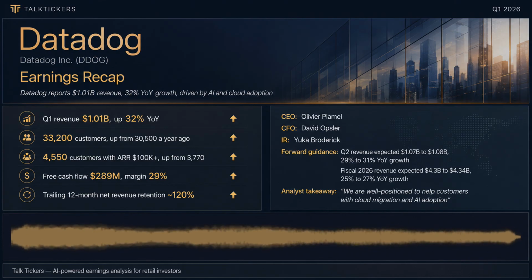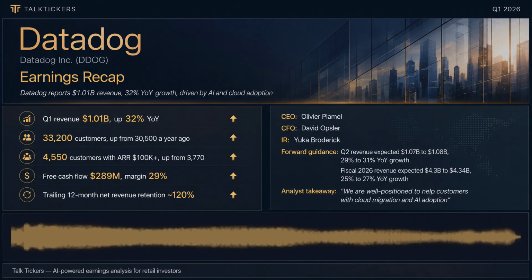Earnings per share is expected to come in between $57 and 59 cents. And did they revise the full year outlook based on the Q1 outperformance? They did. For the full fiscal year 2026, they raised their revenue guidance to a range of $4.3 billion to $4.34 billion, representing 25% to 27% year-over-year growth.